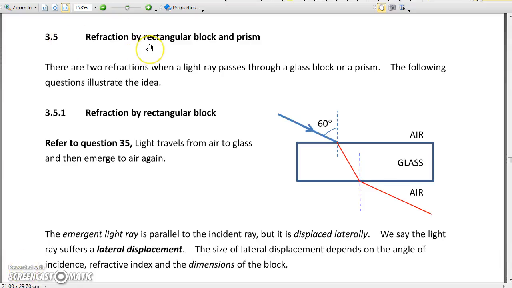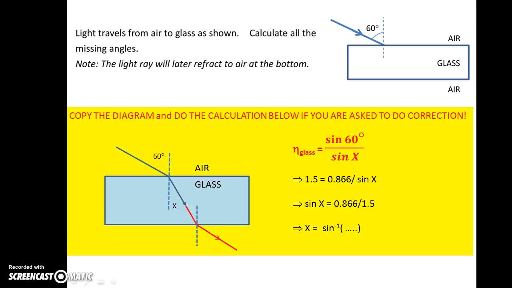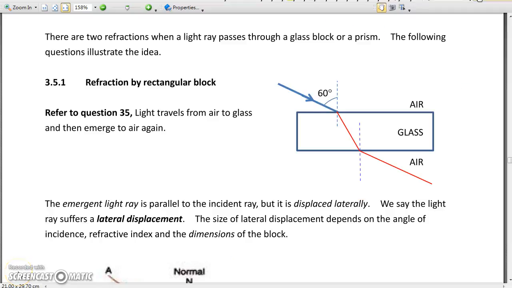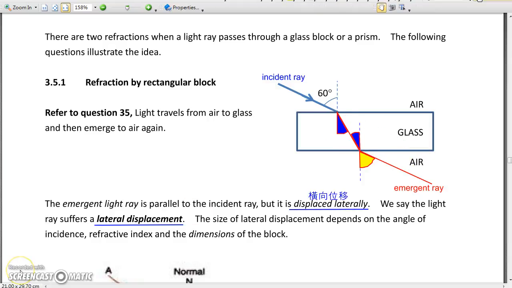3.5 Refraction by rectangular block and prism. From question 35, we know that when light passes from air to glass and back to air, due to the two refractions, the emergent ray will be parallel to the incident light ray. But the light ray is displaced laterally, and we say the light ray has a lateral displacement. And that lateral displacement is not always the same. It depends on the angle of incidence, the refractive index, and thickness of the block.